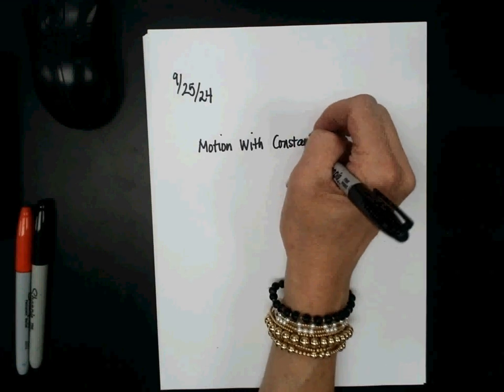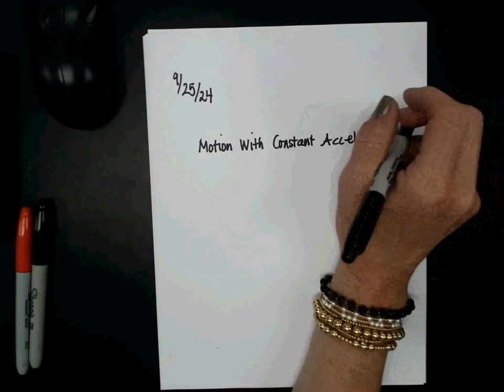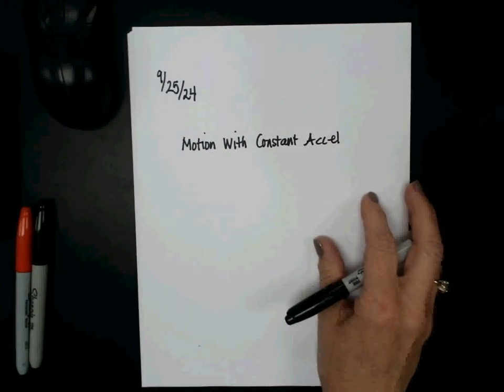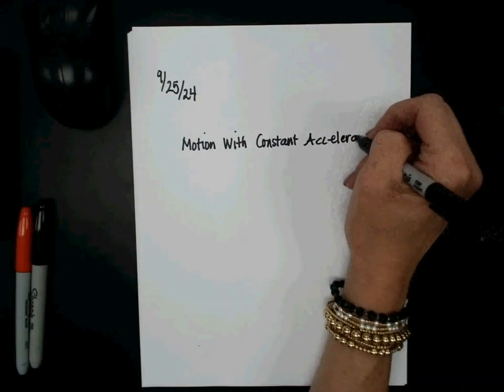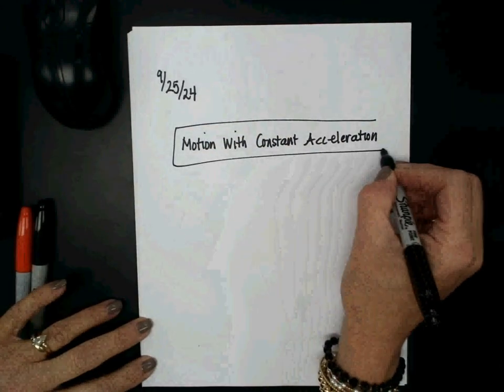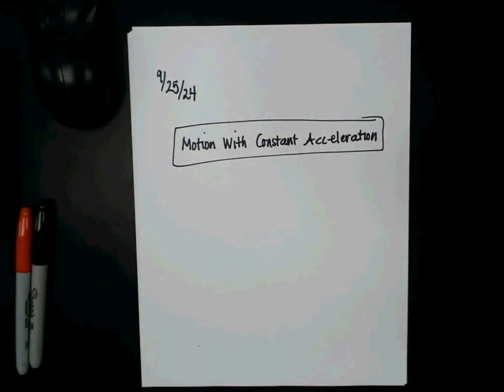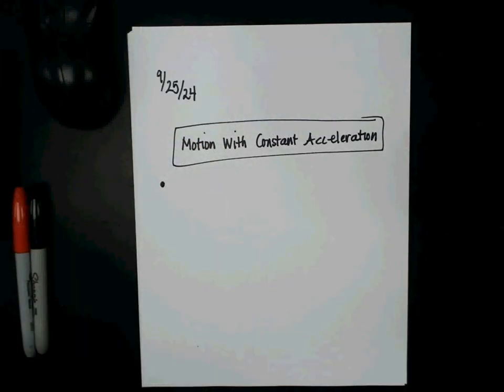Okay, so the first thing, we're going to look at motion with some different constants today. The first one we're going to look at is motion with constant acceleration. So we have to look at some things about that. I'm going to give you a couple statements.